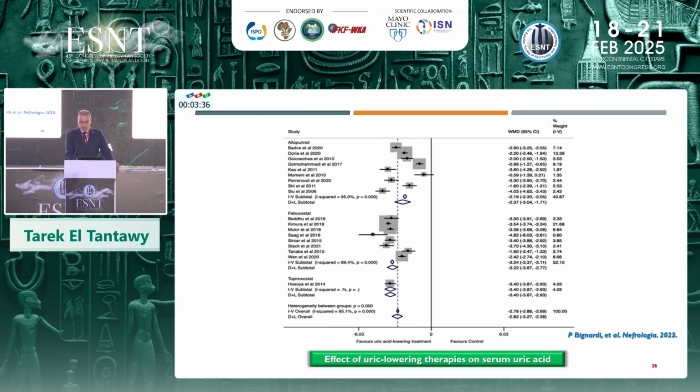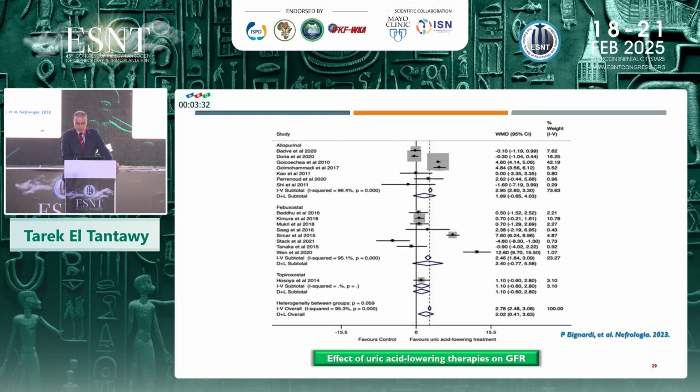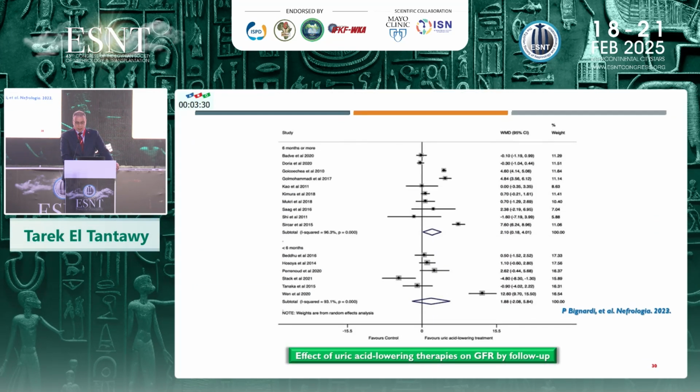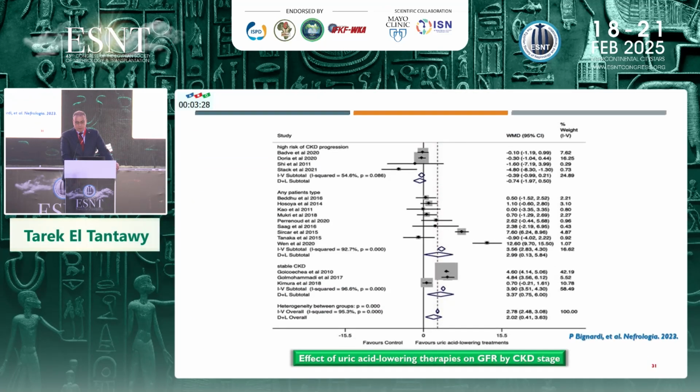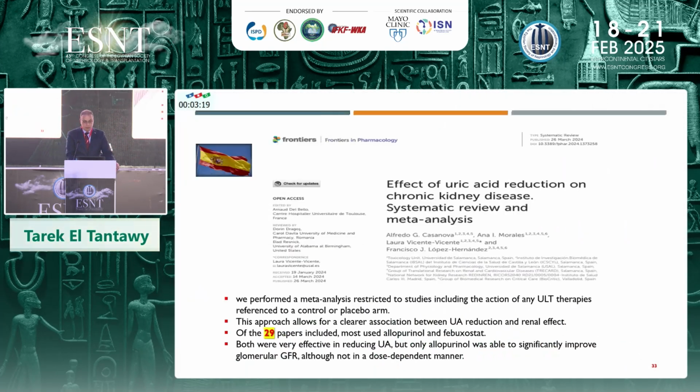The figure showed the effect of uric acid therapy on serum uric acid in favor of treatment. Also, estimated GFR decline by follow-up and by CKD stages in favor of using treatment. Also, proteinuria reduction in favor of using treatment.